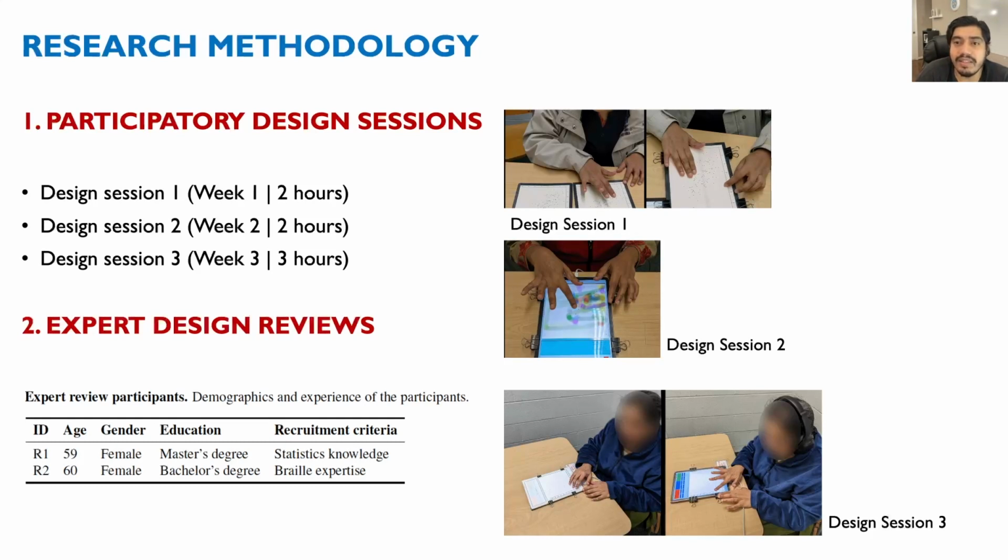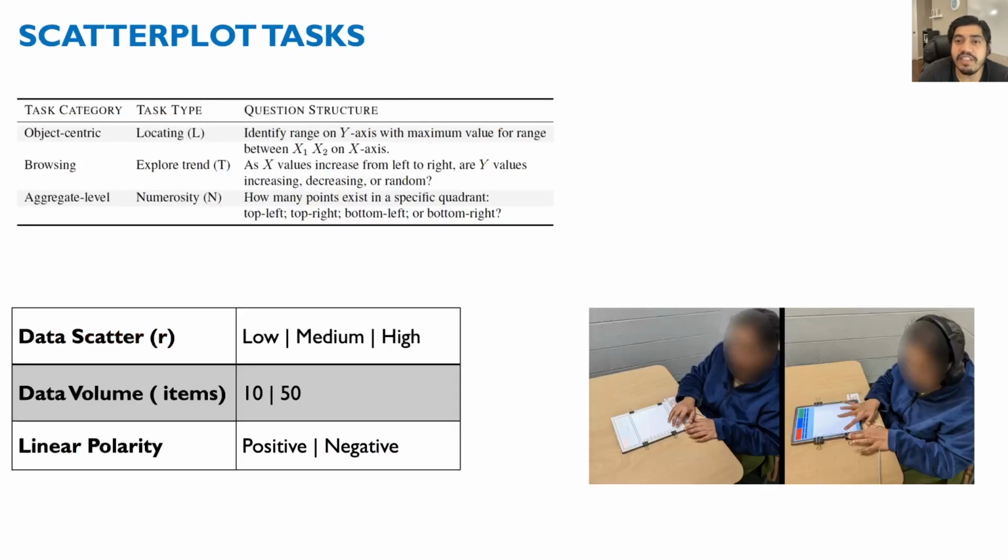Next, we conducted design reviews of the TactualPlot system with 2 experts. Expert 1 was familiar with charts and provided feedback on the technique itself in the context of graphical perception. She was also deafblind. R2, or Expert 2, was a braille proofreader and is an expert at consuming information in the tactile form. We generated 12 bivariate datasets for the design sessions.